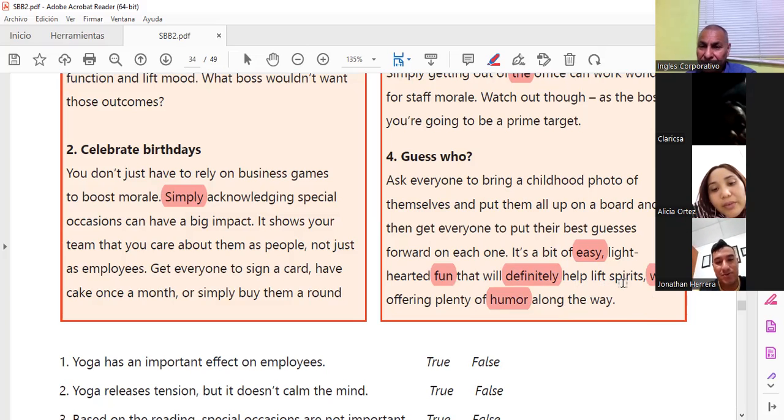Okay, very good. Esta palabra es easy. Is it a bit of easy? Yeah, a bit of easy. Y esta otra palabra, hearted fun. Y esta otra, definitely. Y esta es while. Esta cumple la regla de las palabras que terminan en vocal E. Luego esta, la H, acuérdense que siempre se pronuncia como una J latina. Entonces, ahí diría humor.